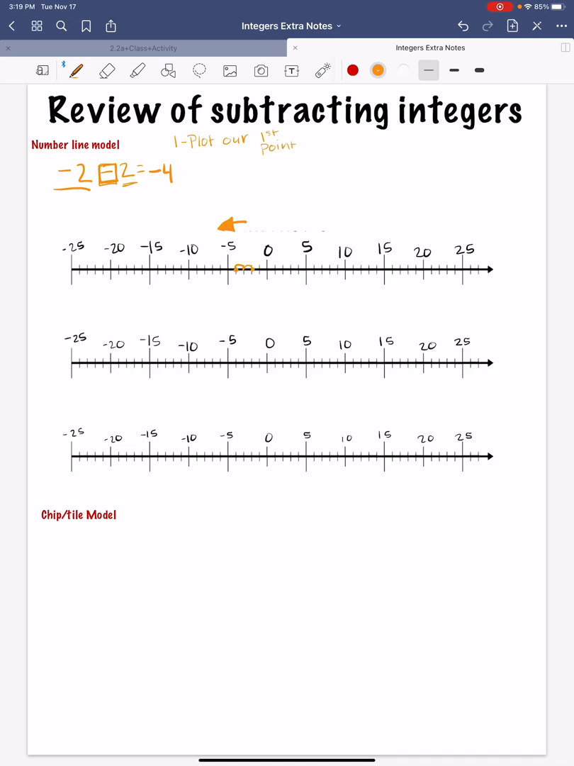So our first step was to plot our point. Our second step was to use the sign, or the operation, I should say, use the operation to decide which way we move. And then the third step is to take steps or move the spaces indicated by the second number. Okay, so we plotted at -2, we took 1, 2 steps in the negative direction.